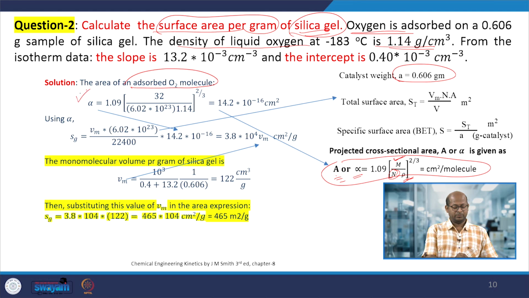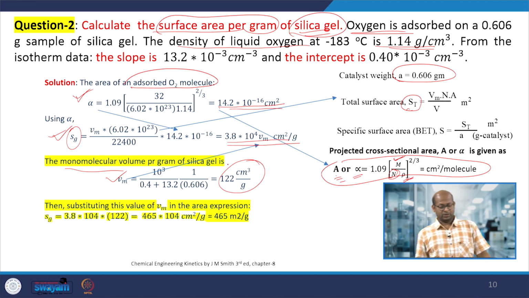So then alpha, projected surface area, for this we can find out, and then Sg we can find out. So Sg equals this Vm, or Sg or St, you can see total surface area, both are same. So this we can find out, and then monolayer volumes you can find out, using this slope and intercept. Slope and intercept is this.